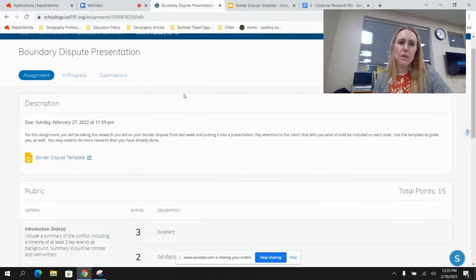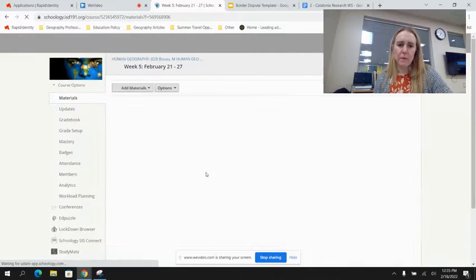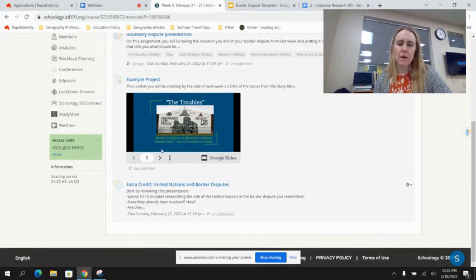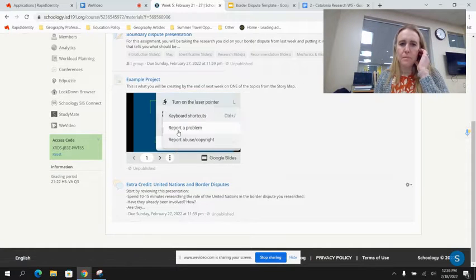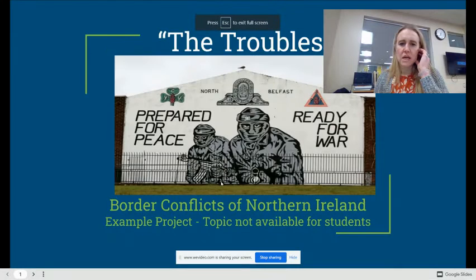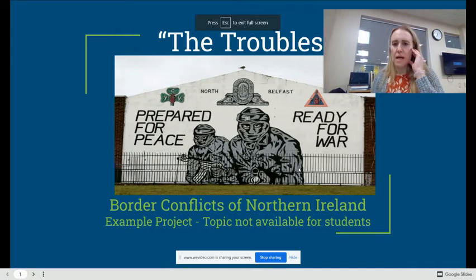Down below this assignment, you will find an example. The example is from the Troubles, or the border conflict of Northern Ireland. As you can open it up and see, this was created by a teacher, so you can see what the expectations are for each slide.